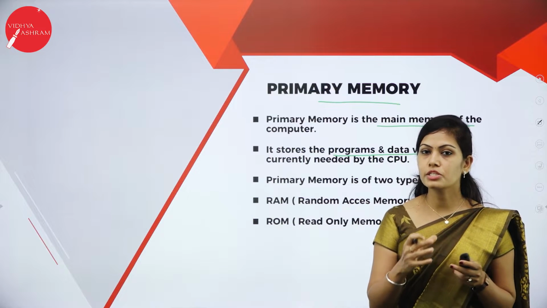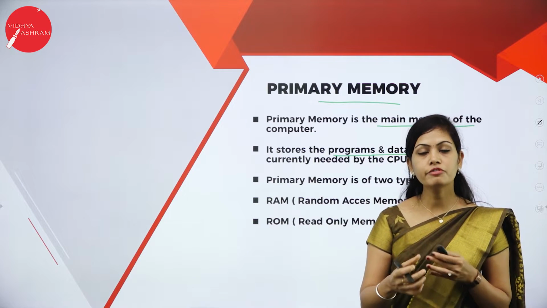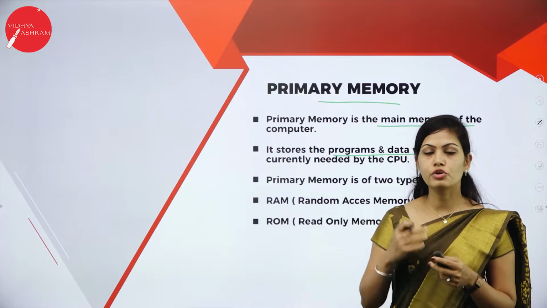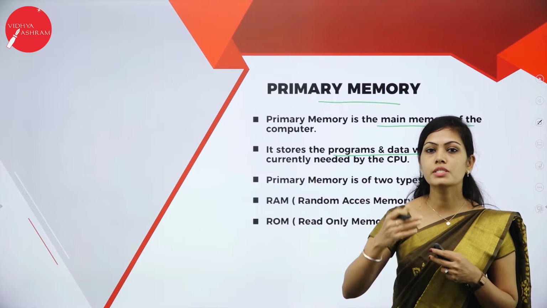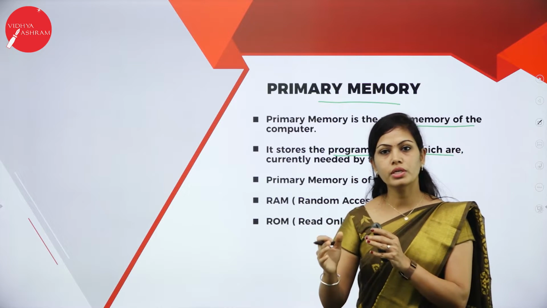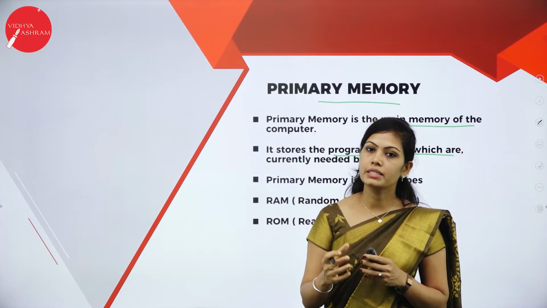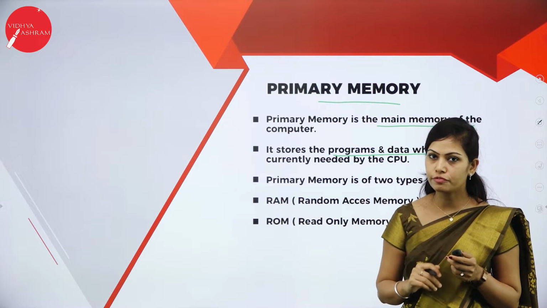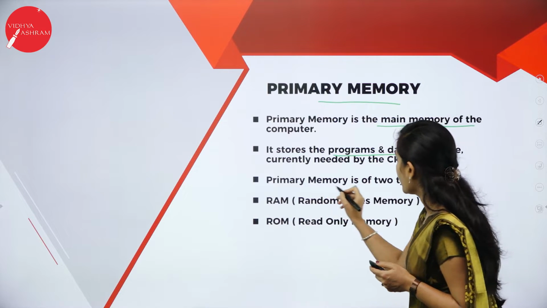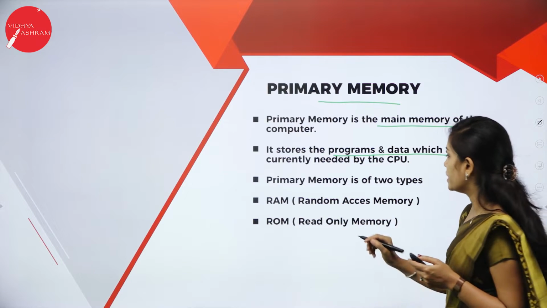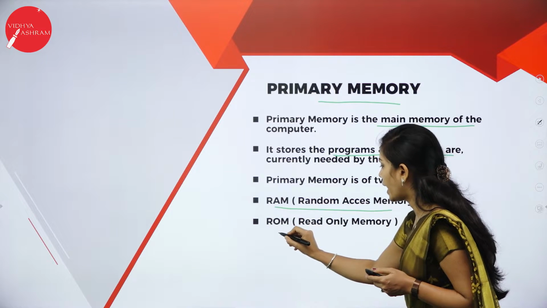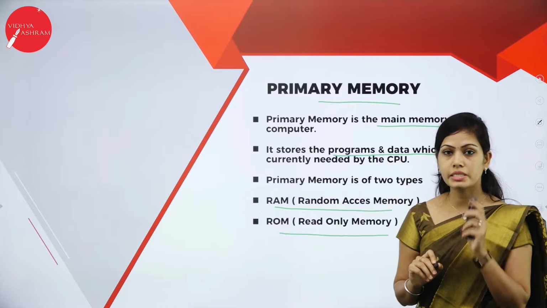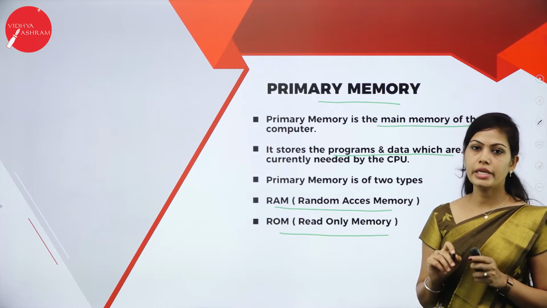Through input devices, you can feed the data to the computer. After that, it will go to the storage unit. After storing the data, it will go to the CPU for processing of data. Then it will go to the output unit for displaying the results. So, primary memory is the main memory of the computer, and it is of two types, that is random access memory and read-only memory.